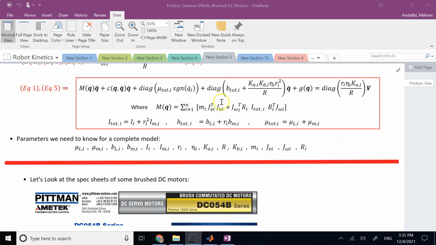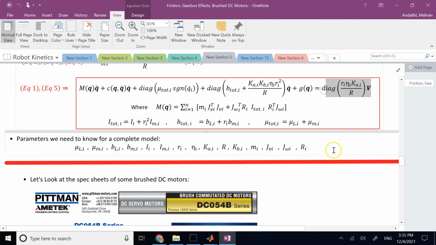Hello everyone. In this video, I'm going to show you how to simulate the equations of motion for the 2 degree of freedom planar arm if we consider the viscous friction as well as the static Coulombic friction and the dynamics of the brush DC motors.